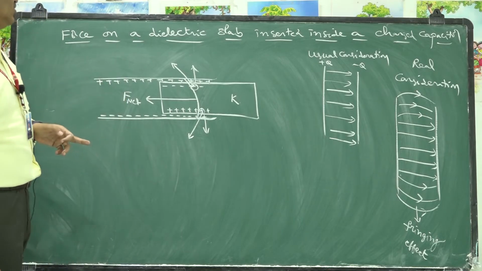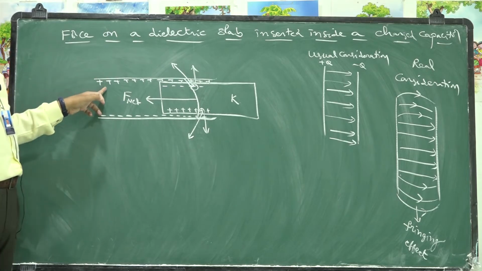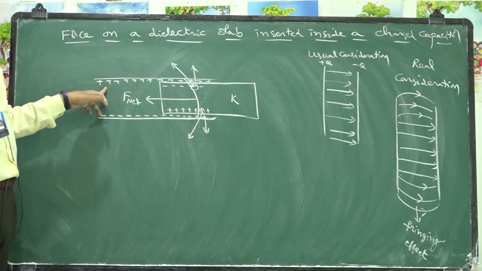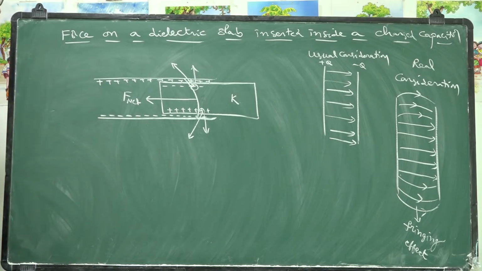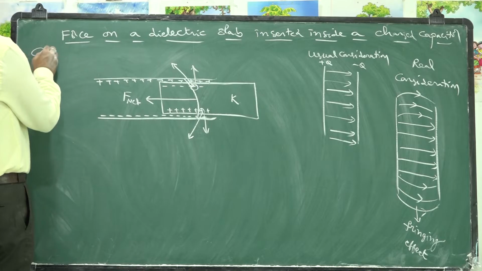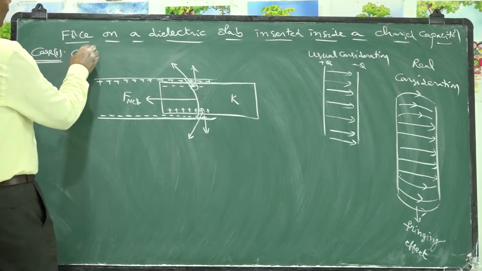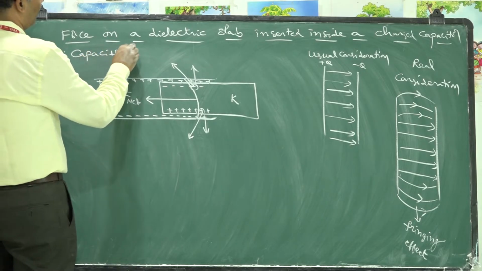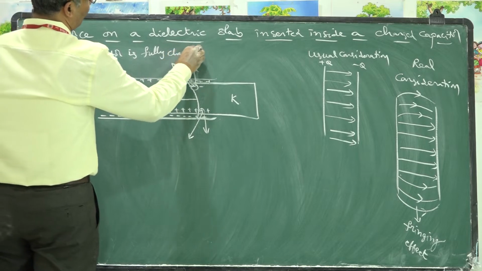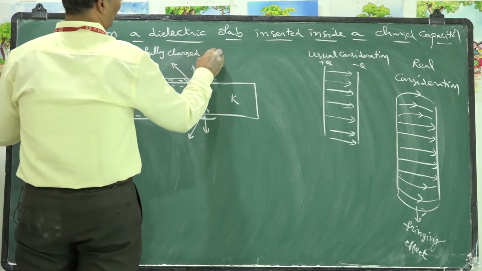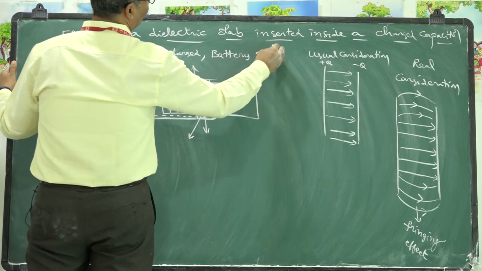In order to calculate this force, again here two cases will come. When capacitor is fully charged, if we remove the battery, that is one case. If the battery is still connected, that is the second case. Now let us discuss the first case, case number 1. What is first case? Capacitor is fully charged, comma, battery got disconnected.